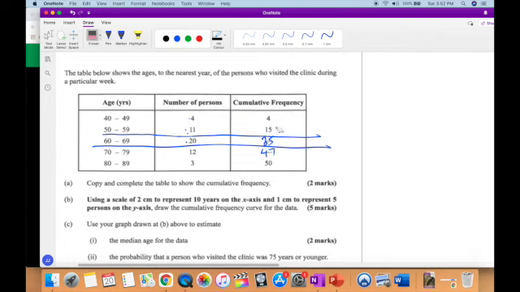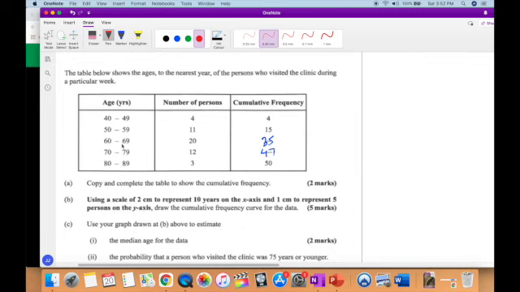So that is what cumulative frequency tells us. It's a real important thing, right? So I could tell that below the age of 60, I have 15 people. Or below the age of 69, I have 35 people. So copy and complete the table to show the cumulative frequency. We already did that, so we got 2 marks there, 1, 2.